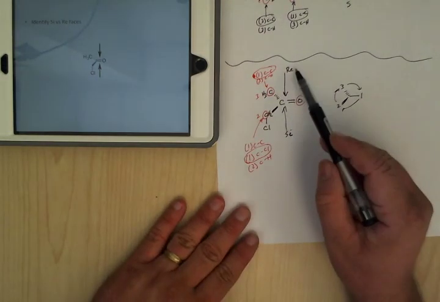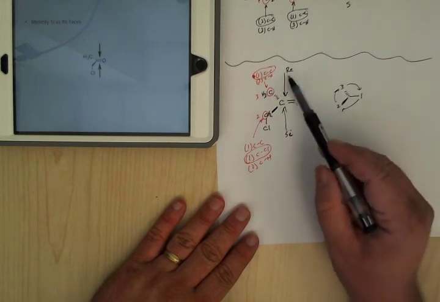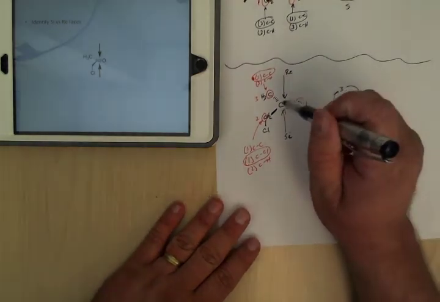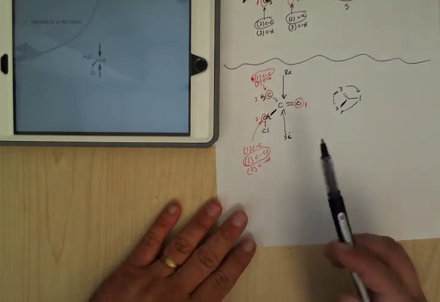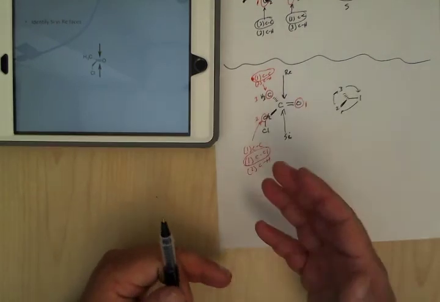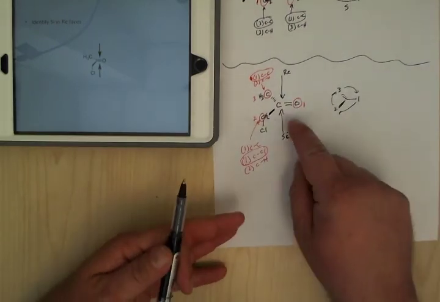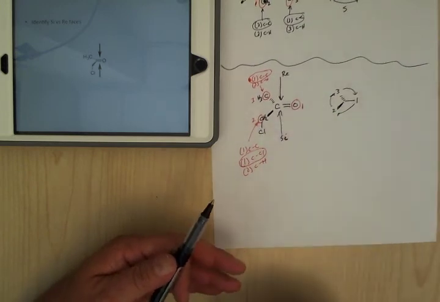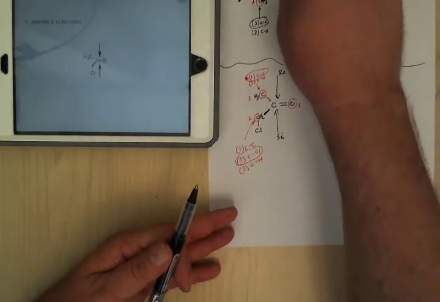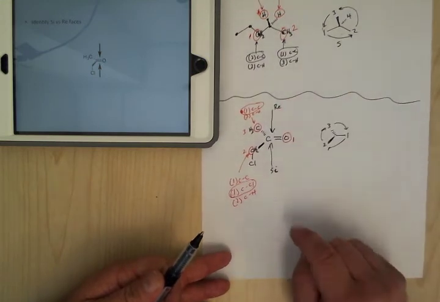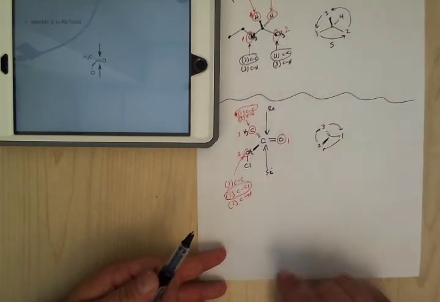So it's the same as R and S. This would be as you're looking at it, clockwise. If you're down on the floor looking up at the camera, that would look counterclockwise to you. Okay, so R and S, Re versus Si.